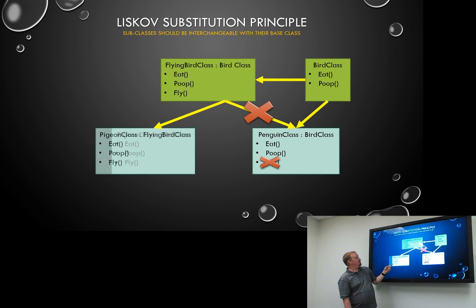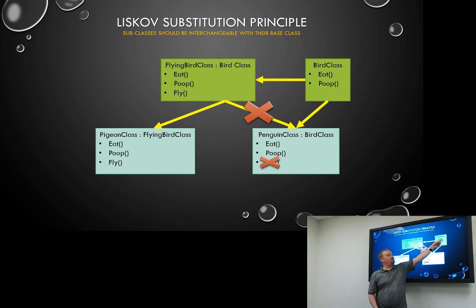And now our pigeon class, if we inherit from flying bird class, now not only can pigeon class inherit from or go wherever flying bird class is. So if we have flying bird class somewhere in our code that's being called upon, we can replace it with pigeon class and it'll work just fine, right? Because these methods still all exist. These are the same methods.